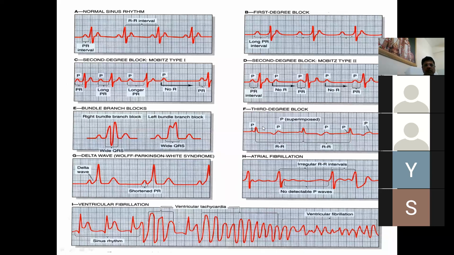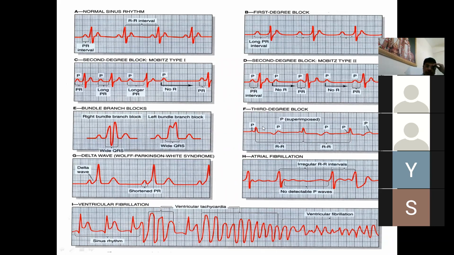Second degree heart block: Mobitz type 1, Mobitz type 2. Mobitz type 1 is also called Wenckebach's phenomenon. The PR interval goes on increasing successively, and suddenly you have a dropped beat. Again, this phenomenon repeats: the PR interval goes on increasing, you have a dropped beat. This phenomenon is called Wenckebach's phenomenon.